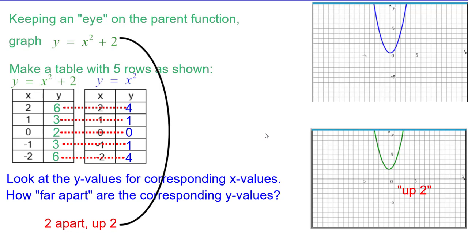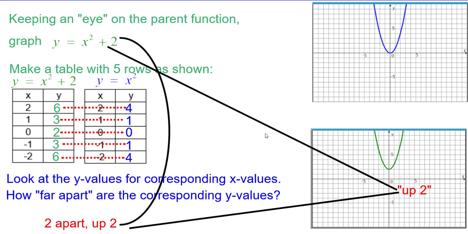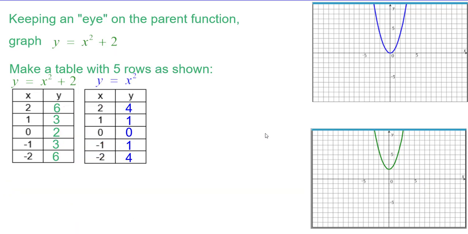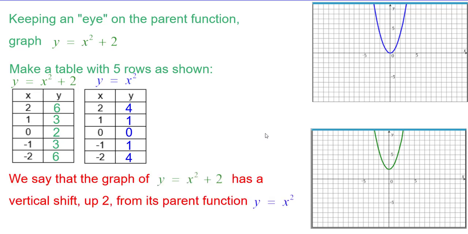You can see that in the graph. You can see it in the table. You can see it in the equation. So again, we say that the graph of y equals x squared plus 2 has a vertical shift up 2 from its parent function y equals x squared. That's the terminology we'll be using.